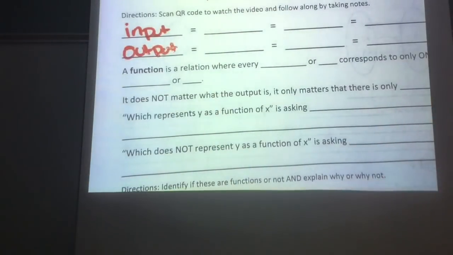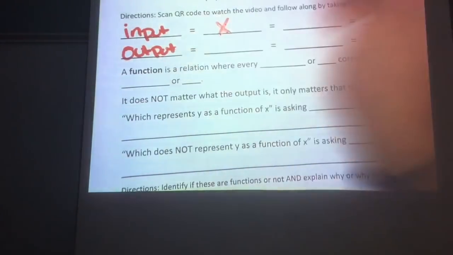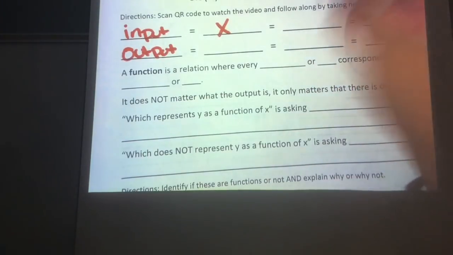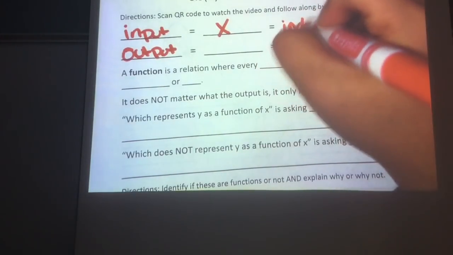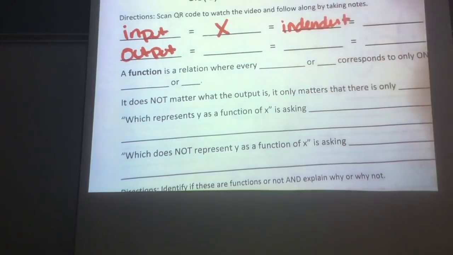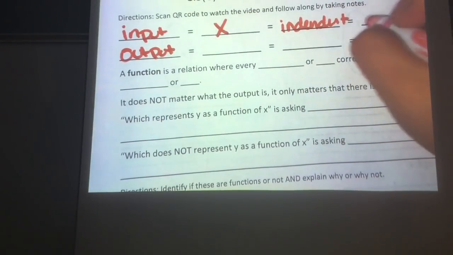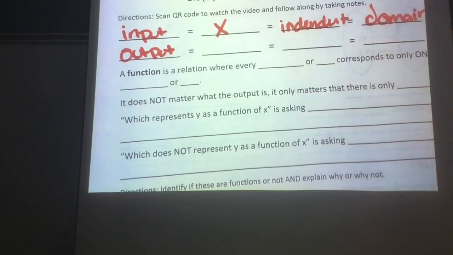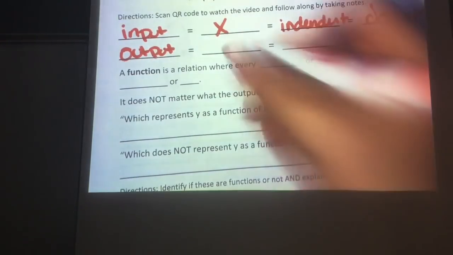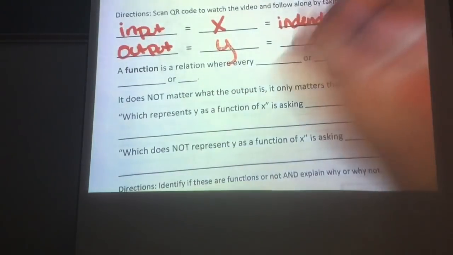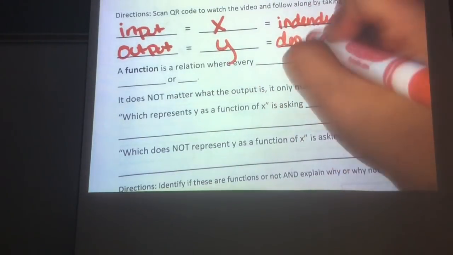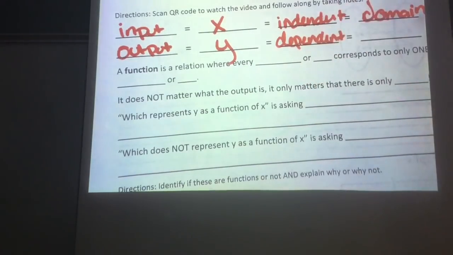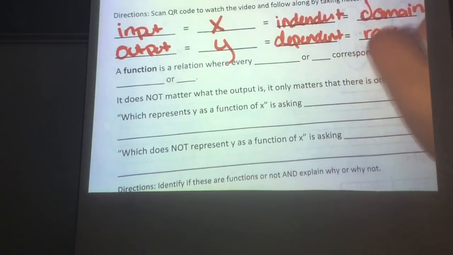Another way to explain input is my x. This is also known as my independent variable. This is also known as my domain. My output is the same as my y, which is the same as my dependent variable, and this is also known as my range.